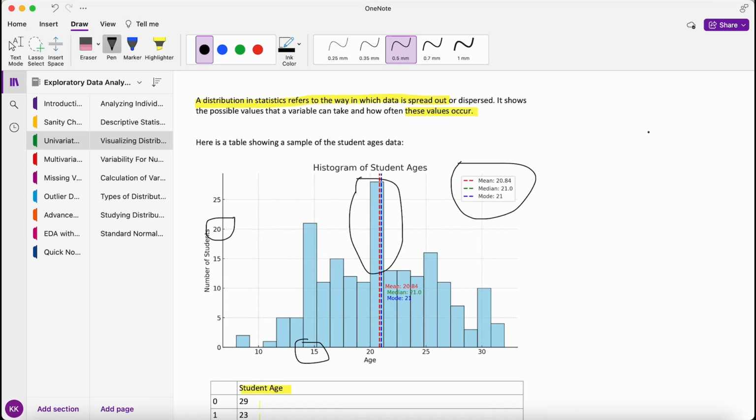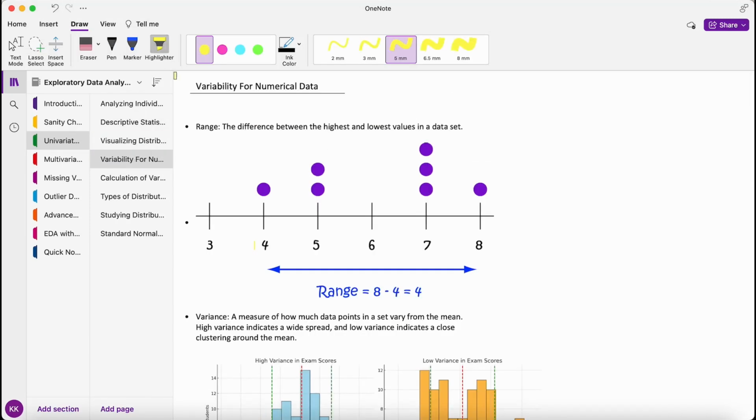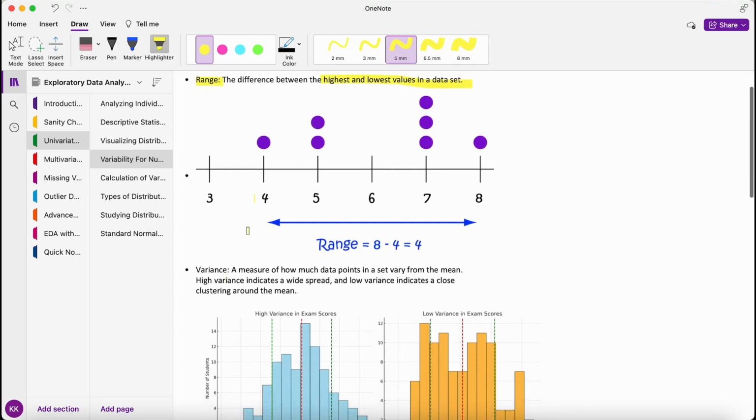Now moving to another important methodology, which is the variability. Understanding variability is essential in statistics as it gives us insights into the spread of our data. The first concept we'll discuss is the range. It is the simplest measure of variability, defined as the difference between the highest and lowest values in our dataset. For example, if we have data points on a number line at 3, 4, 5, 6, 7, and 8, the range would be 8 minus 4 equal 4, indicating the extent of spread in our data.